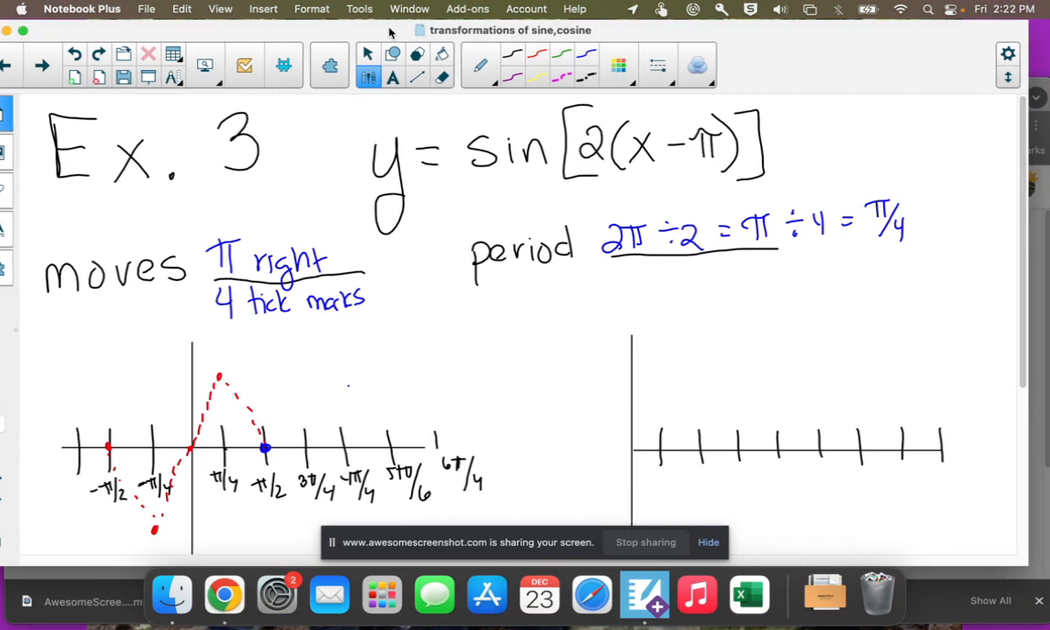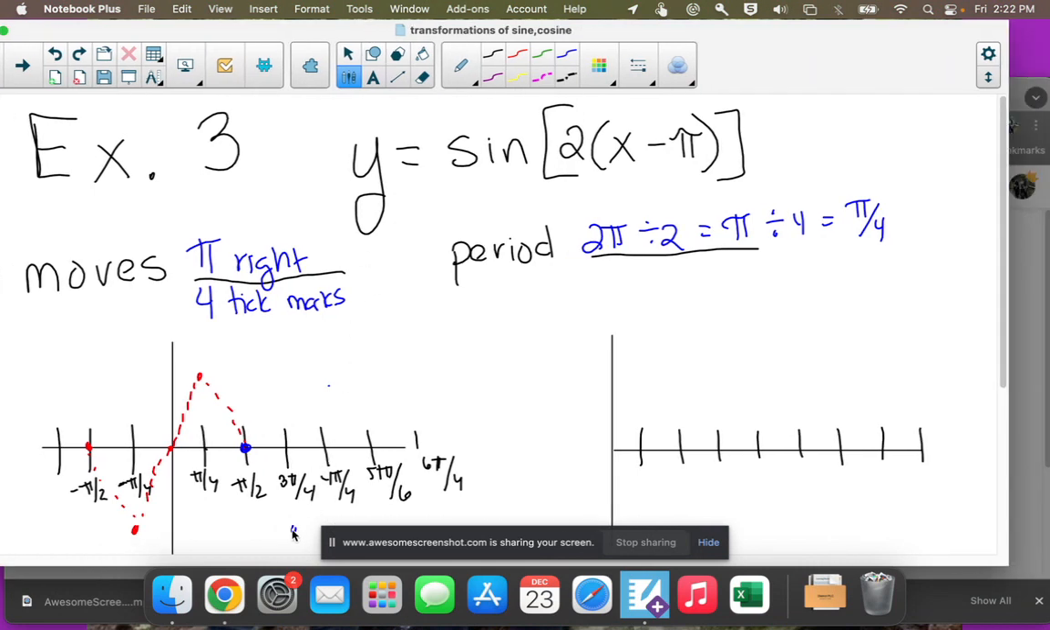Okay, this negative pi over 4 down here would become 1, 2, 3, 3 pi over 4. There we go, so down here. Okay, 0 would become pi, right? 4 pi over 4. So 1, 2, 3, 4 marks to the right. And then this one will become 5 pi over 4, and then back to 0 again.